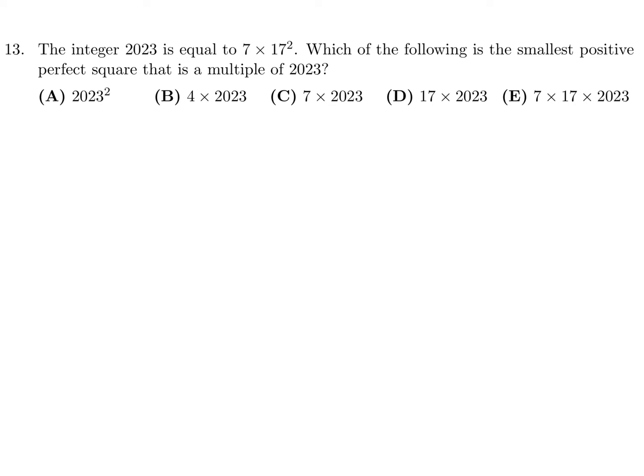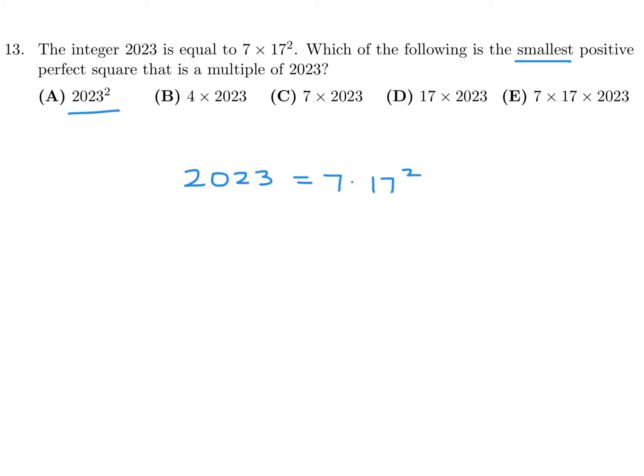The integer 23 is equal to 7 times 17 squared. Which of the following is the smallest positive perfect square that is a multiple of 23? Okay, so what are they really asking here? They're saying something is going to be a perfect square. Which of the following is the smallest positive perfect square that is a multiple? So which one of these is the smallest? Okay, that's the key, because a lot of these, well, that's a perfect square, but we want the smallest one.